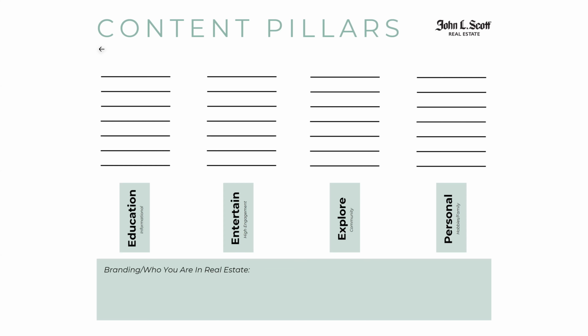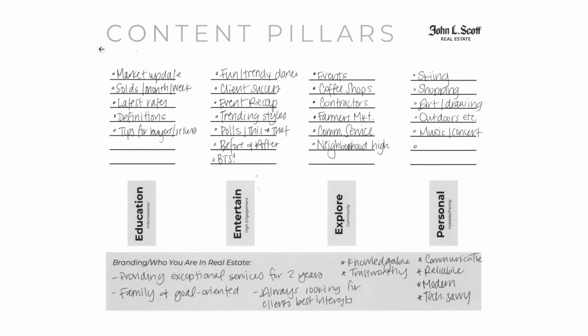So for example, I'm going to go to the next slide, show you guys. These are some things that I wrote down. Sorry for my handwriting, but these are ideas I wrote down. Educationally, I would probably post a market update. Personally, I want to feature my solds for the month, maybe a recap at the end of the month, or do for the week what I did that week, depending on how many transactions you're doing.